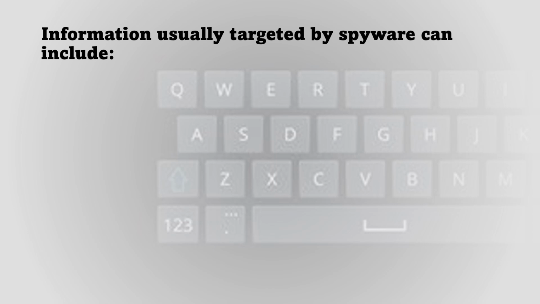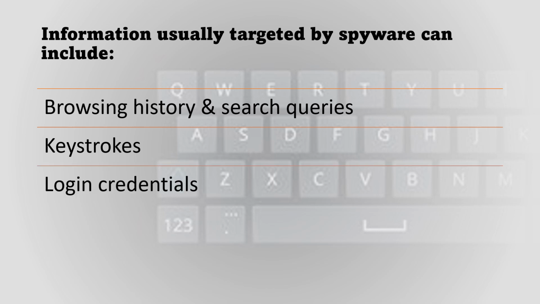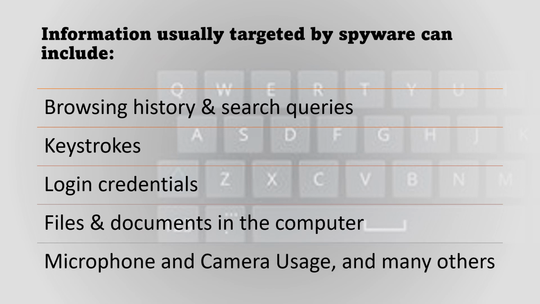The information usually targeted by spyware includes the browsing history and search queries of the victims, the keystrokes, what they are typing into their systems or devices, how they are typing, and where they are typing into, their login credentials, their PINs, passwords, patterns, and logins to different websites or resources, their files and documents and resources on the computers. This can be project files, assignment files, exam records or student grades, or even student information, family information, and personal details. The microphone and camera usage, and many others.